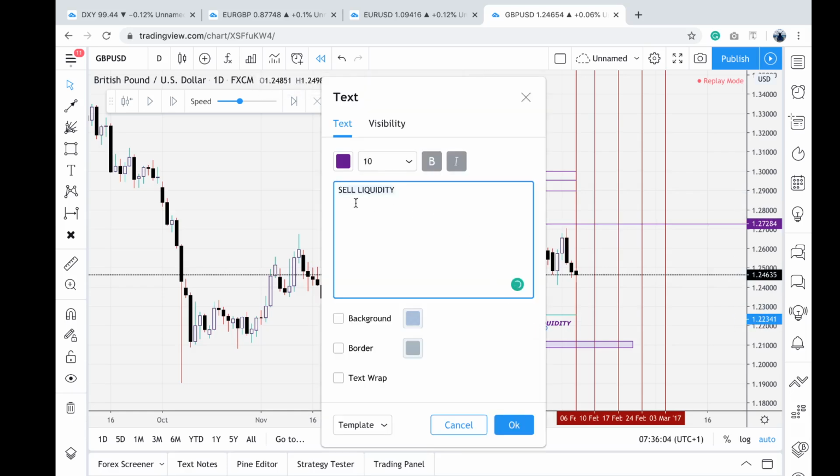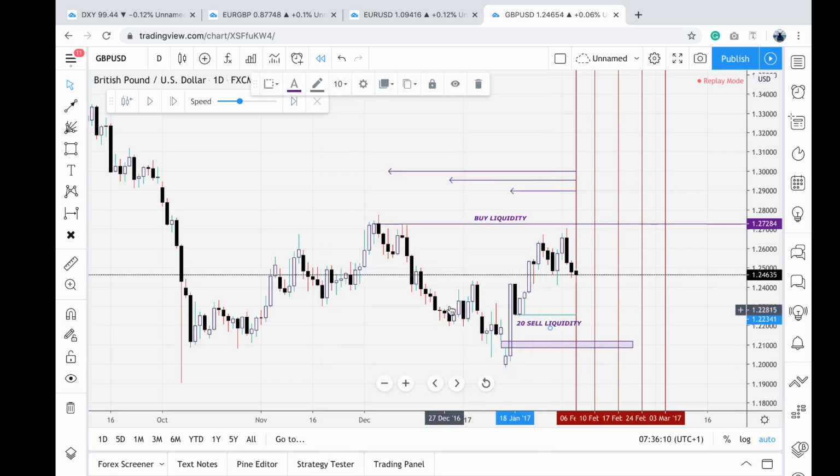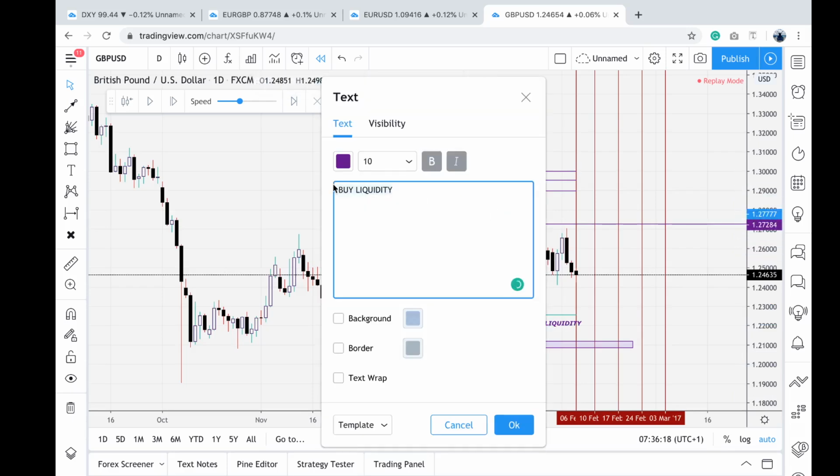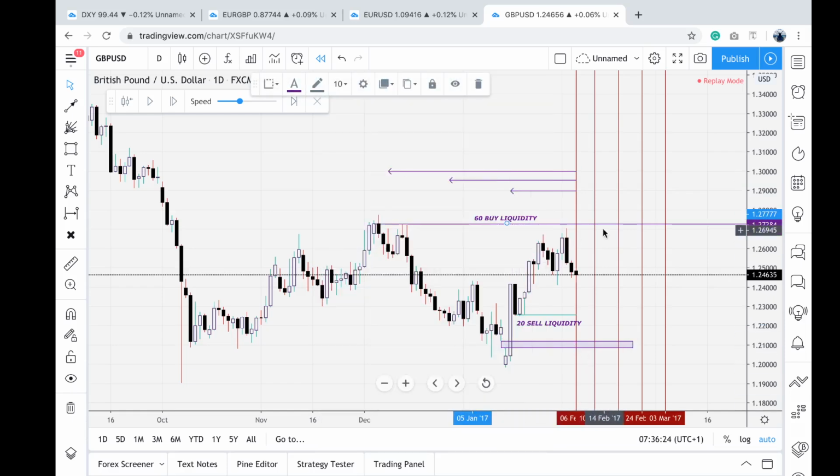We can simply put 20, so 20 stands for 20-day. So 20 sell side liquidity. Okay, so about liquidity, we can simply put 60. So this is where the 60 falls in. So simply put 60 for buy side liquidity, and nothing really to reference.